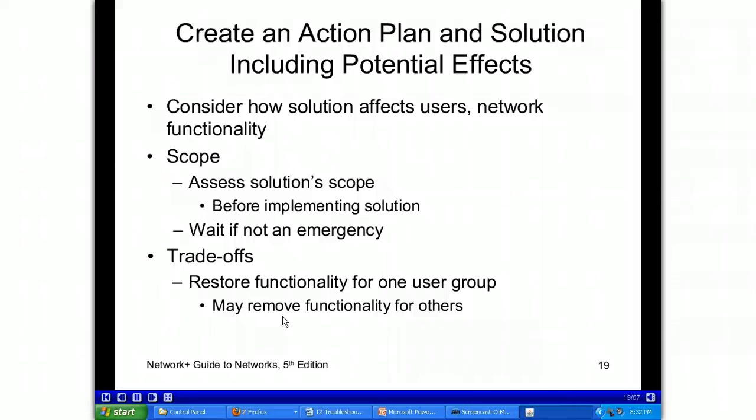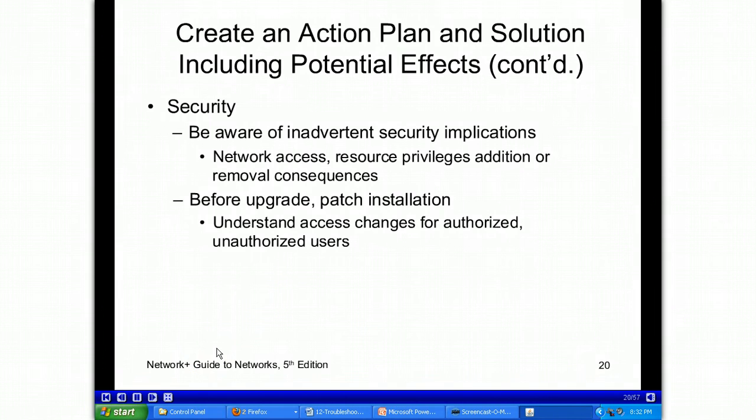So there are some trade-offs on making changes. Then security. Be aware of inadvertent security implications like network access, resource privileges, additions, and removal consequences before an upgrade or patch installation. Understand changes and access changes for authorized and unauthorized personnel. Basically, you don't want to just change security willy-nilly on any system or process without thoroughly finding out why, how it's going to affect everything else, and how it's going to affect other procedures and processes that people are doing.